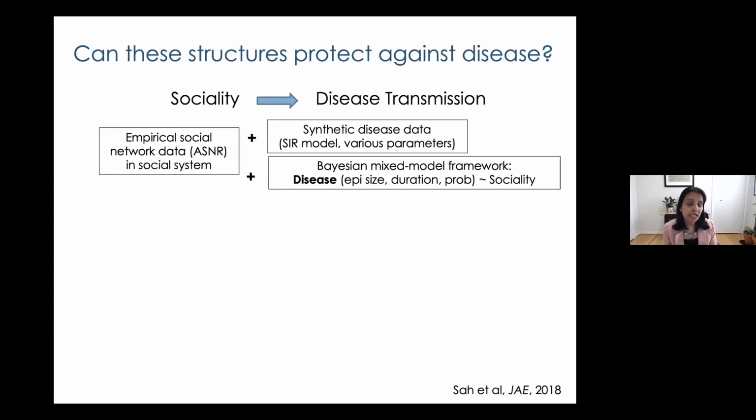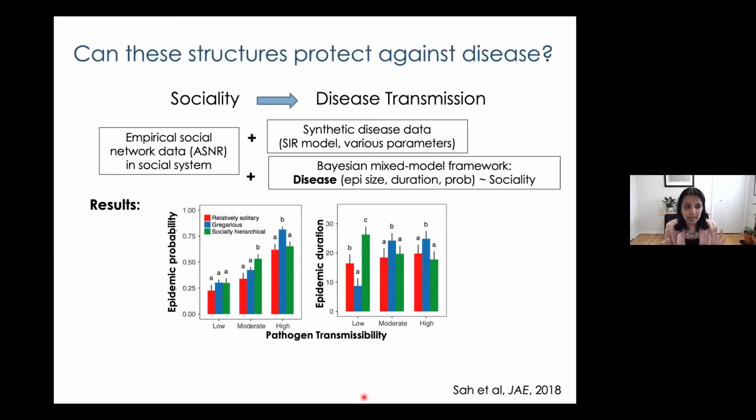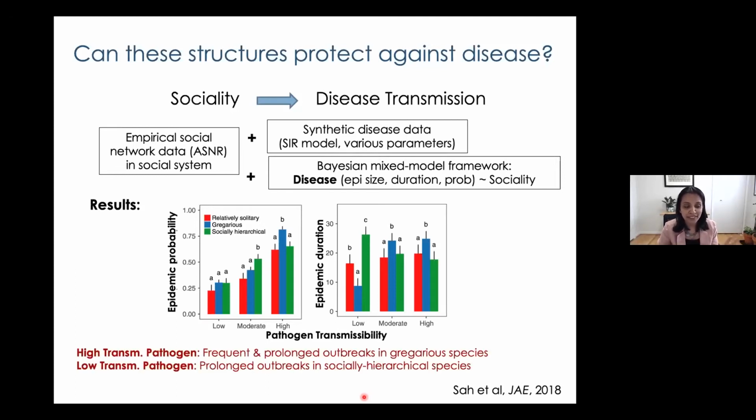And the key predictor was sociality. Of course, we controlled for a few other things. And so the results here basically summarize 4 different types of social systems, depending on the pathogen transmissibility, what the epidemic consequences, in particular probability and duration, are. There's a lot going on in this figure, so I'll try and summarize.